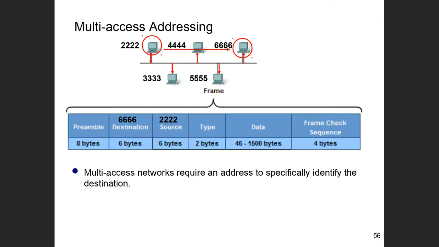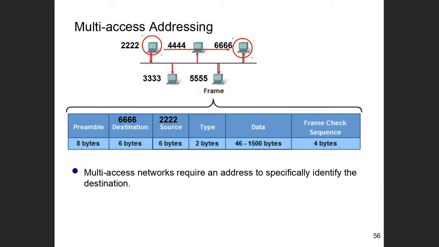So in Ethernet, as a multi-access addressing scheme, we have MAC addresses that are 48 bits. Now in this diagram, they're using a simplified four-digit addressing scheme. But every physical device in our location is going to have a unique 48-bit value. These devices in the graphic have a unique four-digit value. So this address is used to specify the destination whenever Ethernet sends out data.